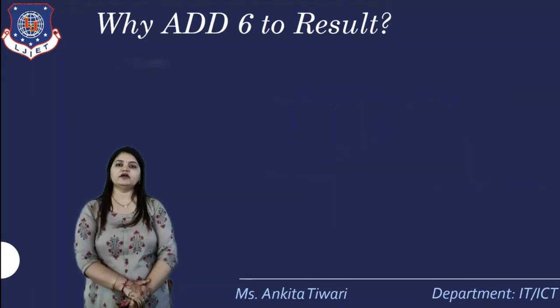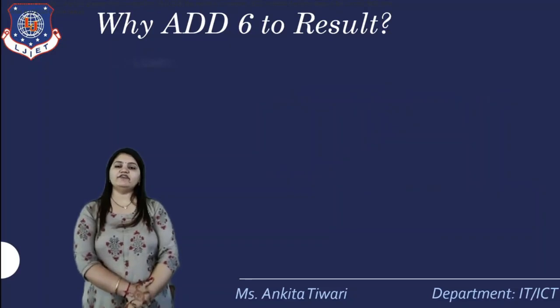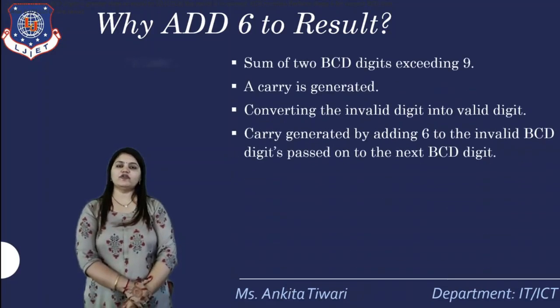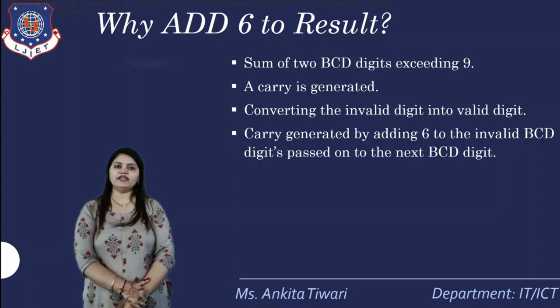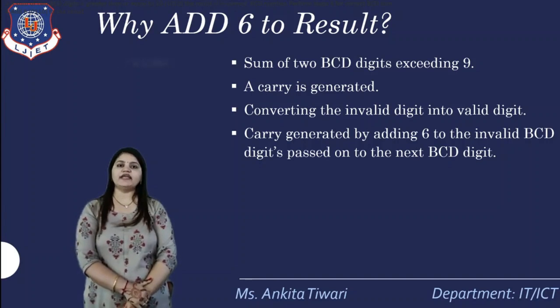Now in BCD, why are we adding 6 to the result? If the sum of the two BCD digits exceeds 9, a carry is generated. To convert the invalid digit into a valid digit, the carry generated is passed on to the next BCD digit by adding 6 to the invalid BCD digit. Now this is how the result goes.